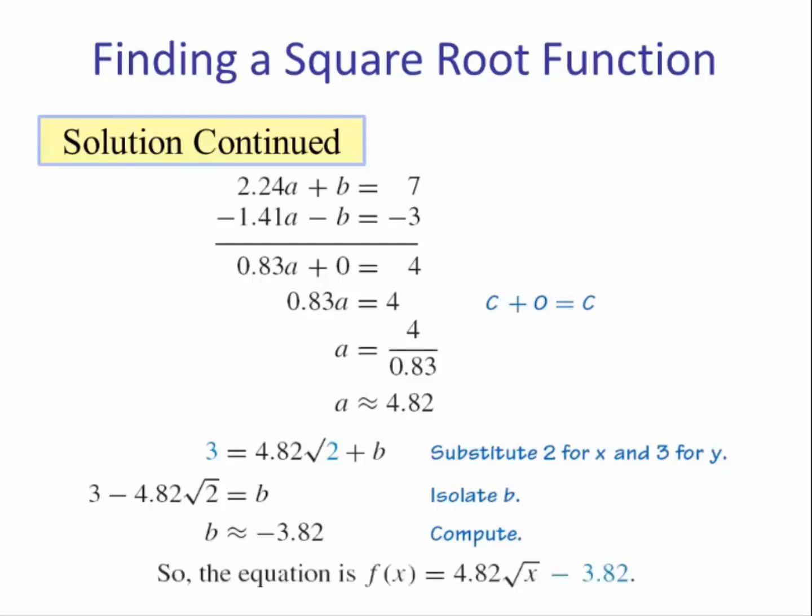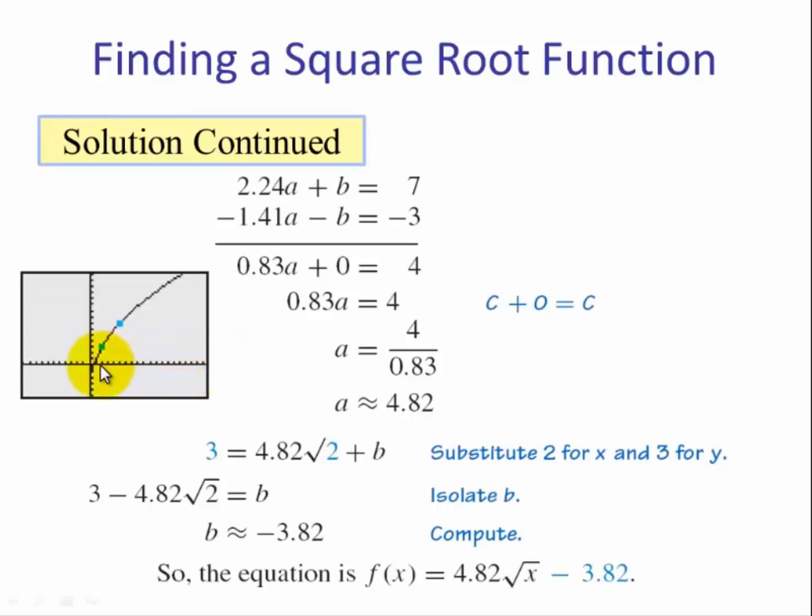So the equation is f of x equals 4.82 times the square root of x minus 3.82. We can verify this using the graphing calculator, putting the equation in y1 and double checking that our two points are close to this curve.